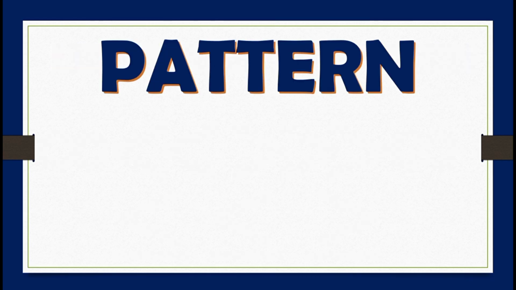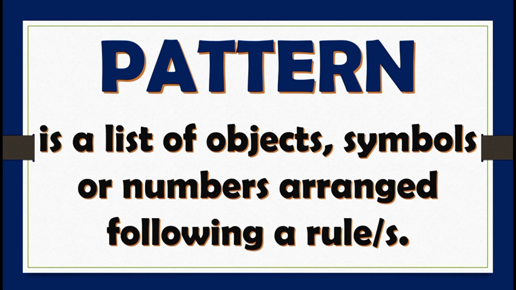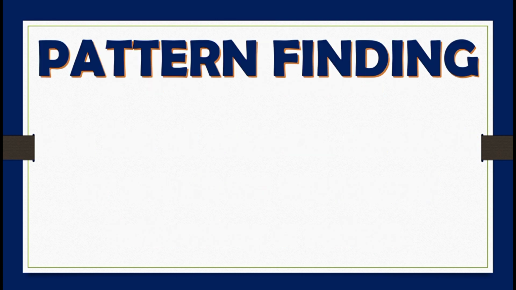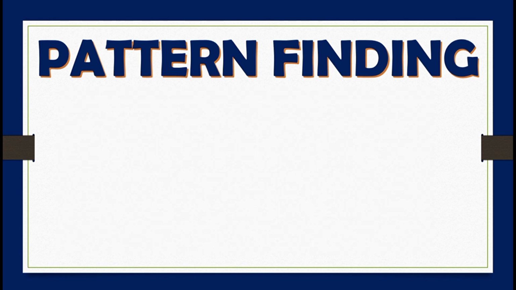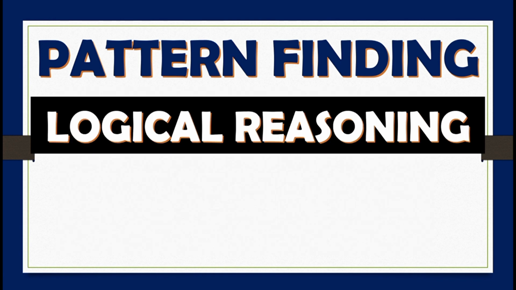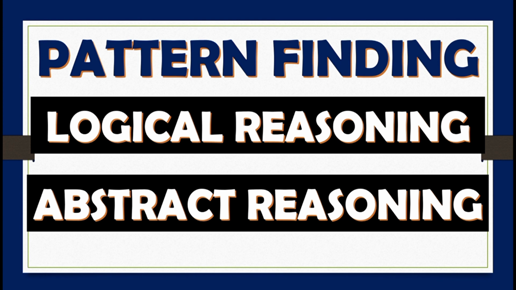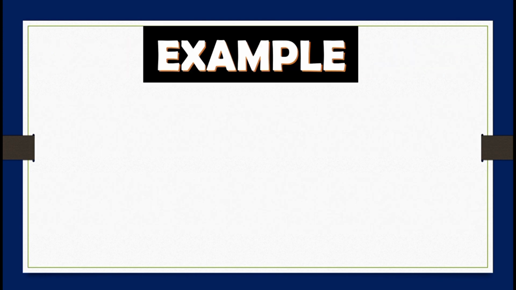How do we define a pattern? Pattern is a list of objects, symbols, or numbers arranged following a rule or rules. Pattern finding is a very important mathematical ability everyone must possess because it develops both logical reasoning and abstract reasoning. Kindly observe the pattern formed in these mathematical equations.